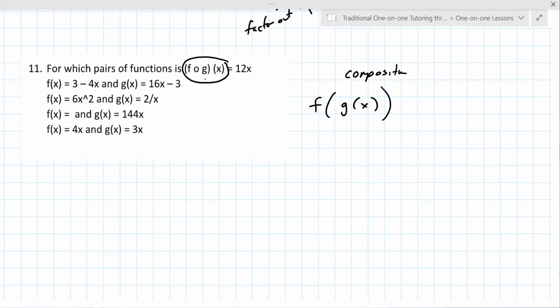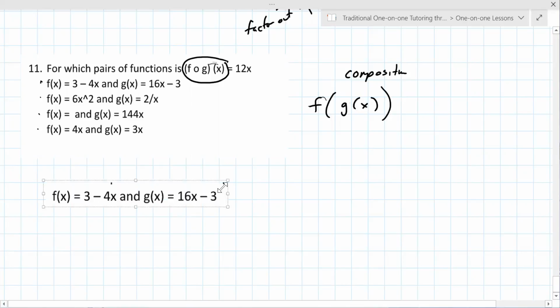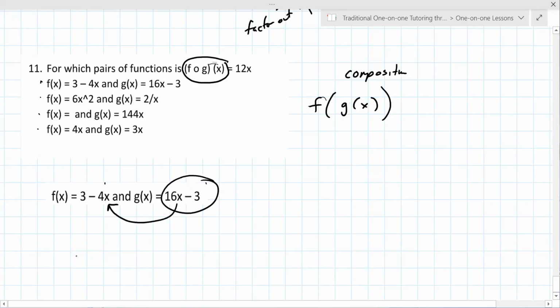No problem. So the g of x, we start with that, and then f is the outside function. So when it says for which of the following, you actually do have to go through each one. We're going to do these one at a time. For the first one, you take your g of x and you put it in for x. Wherever you see an x, you replace it with 16x minus 3. And I always show it in parentheses. I think you'll find that that's easier.